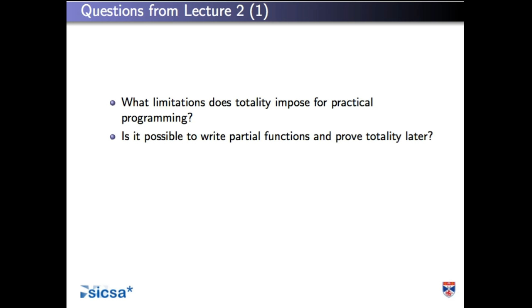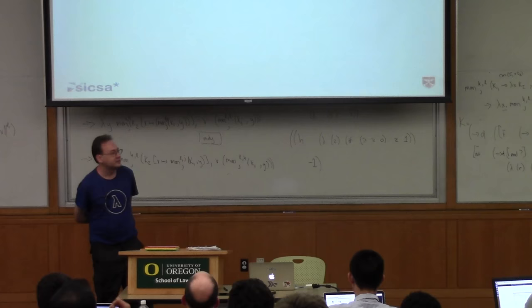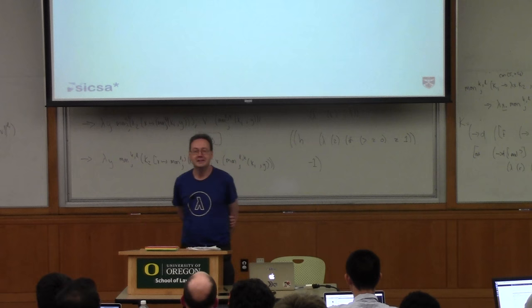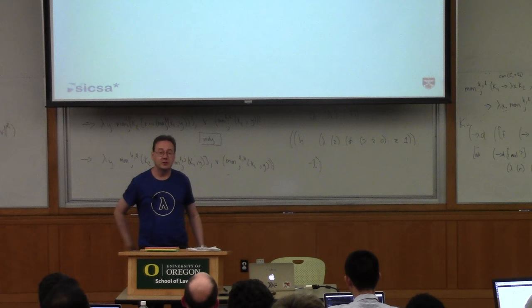Is it possible to write partial functions and prove totality later? There's an annoying answer to this question, which is that if it's a partial function, then you're not going to be able to prove it's total. I think what's meant by this question is: is it possible to write functions that the machine doesn't believe are total and then come back to them later?